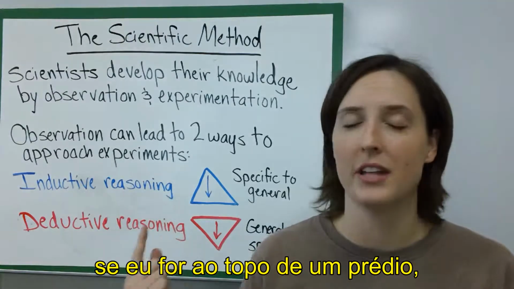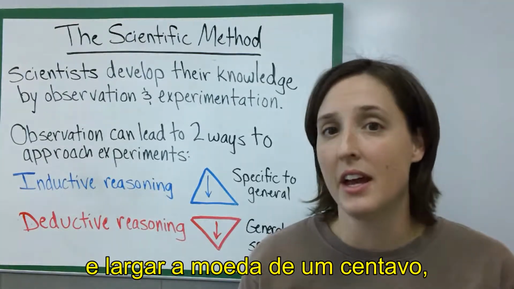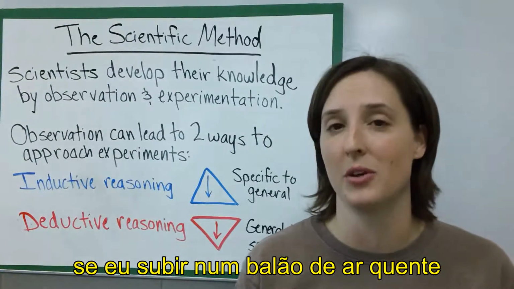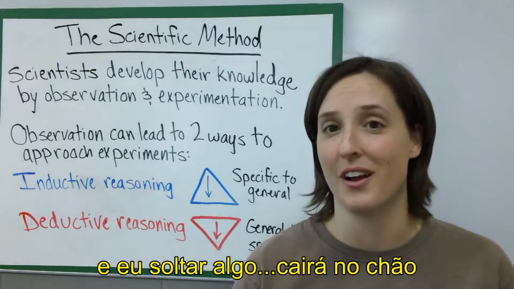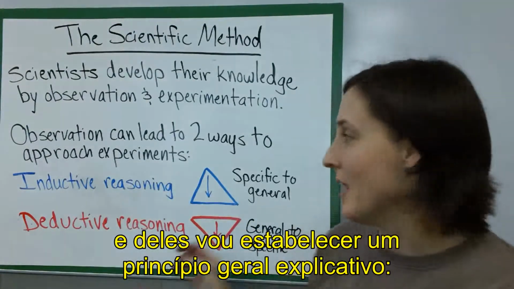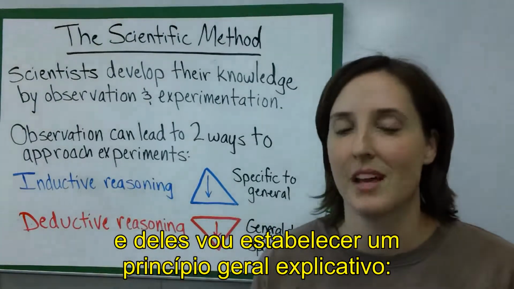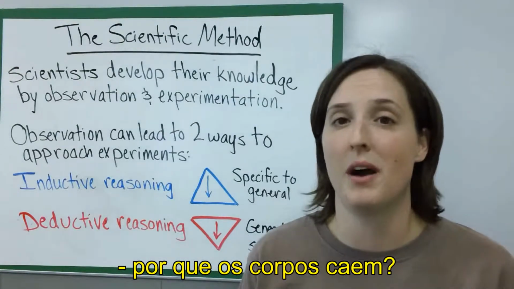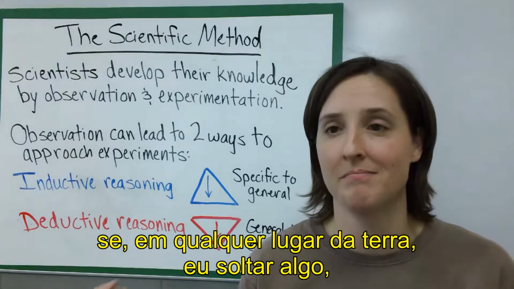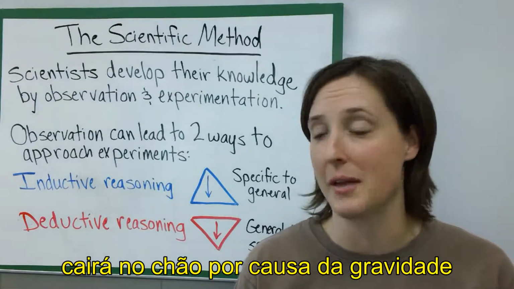If I go to the top of a building and I drop something like a penny, it's going to fall to the ground. If I go up in a hot air balloon and I drop something, it's going to fall to the ground. So I'm looking at these specific cases, and I'm going to find there's a general principle behind that, and of course that is the law of gravity. Anywhere on Earth I drop something, it's going to fall to the ground because of gravity.